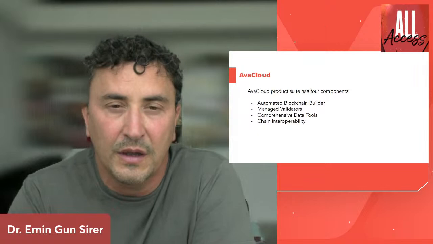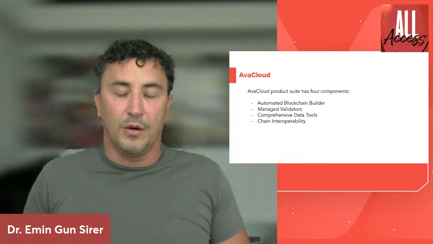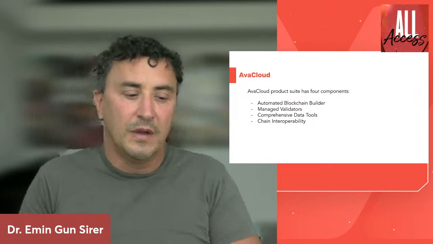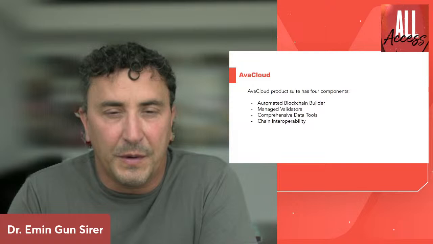And then, of course, you get chain interoperability. You have the Avalanche Warp Messaging underneath, so your subnet can talk to any other subnet and send messages back and forth, and you can do so in a trustless manner without having to go through an intermediary. So this is Ava Cloud. It takes the AWS game up a notch into a different territory.